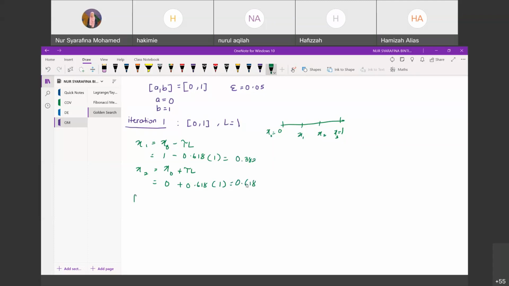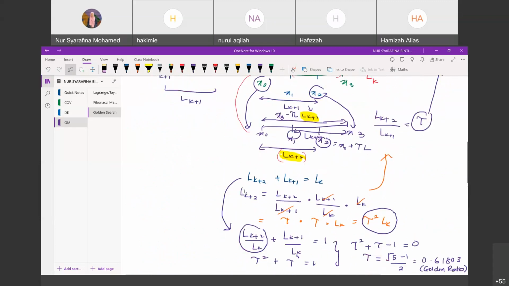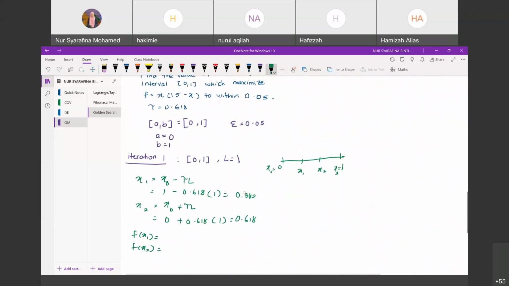And x2 is 0.618. And then identify the value of f(x1) and f(x2), by substituting into the function, where the function is x times (1.5 minus x). Then you get your f(x1) equals 0.427 and f(x2) equals 0.545. So x1 here equals 0.382, and x2 is 0.618. f(x2) is 0.545, f(x1) is 0.427. Now take a look at the cases.